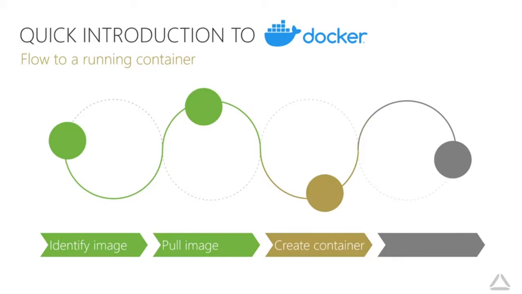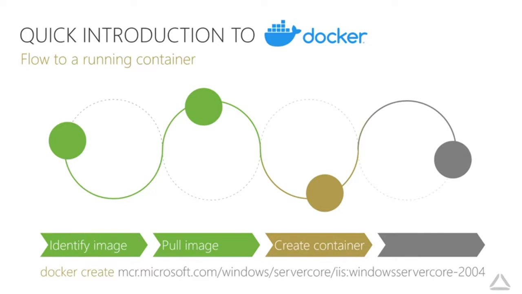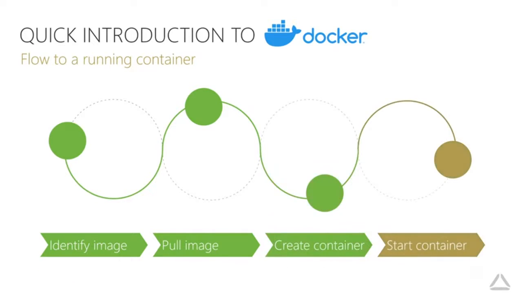The next thing then is that we want to create a container. That one is done using Docker create. Again, we give it the image name, and that one then will know what image to use to create your container. And the last thing that we need to do is start the container, and that one we can do with Docker start, and then we use the ID of the container that we just created.